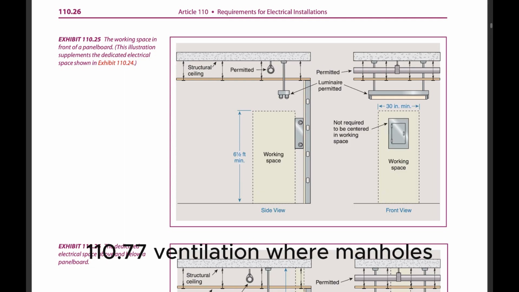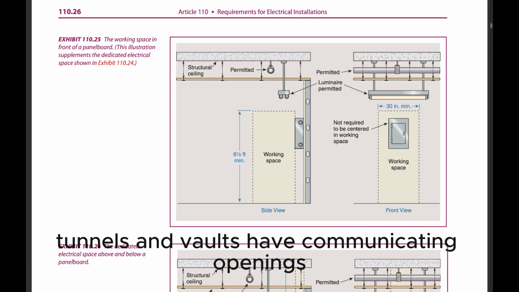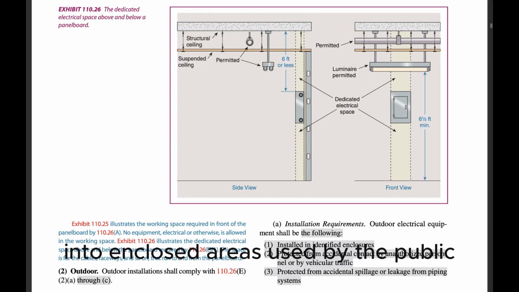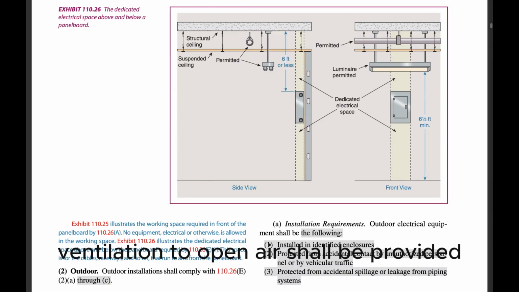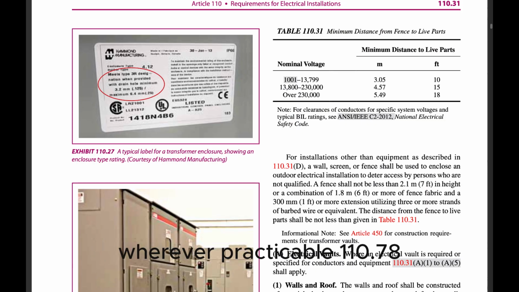110.77 Ventilation. Where manholes, tunnels, and vaults have communicating openings into enclosed areas used by the public, ventilation to open air shall be provided wherever practicable.